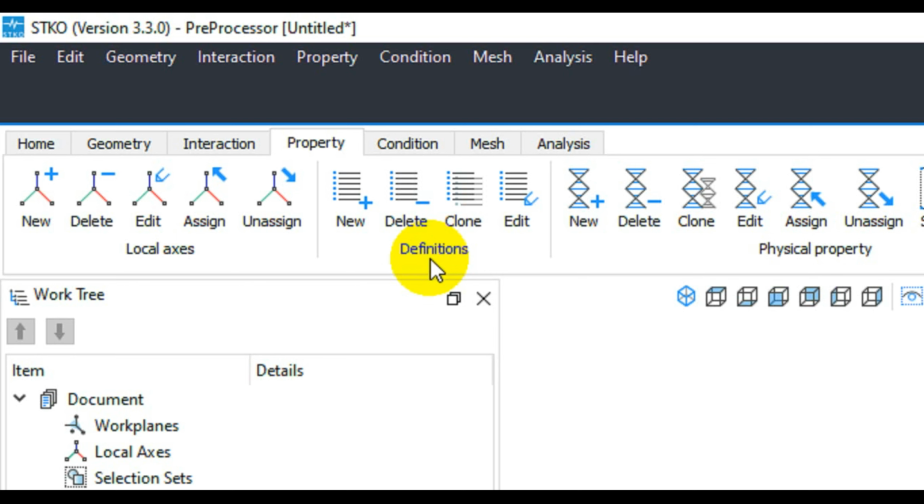And after we understand all these definitions, it means we have a clear idea of our modeling environment, and then we can start designing practical examples and doing some validation steps on STKO for OpenSees. And then it will be very easy for us to consider OpenSees as well.